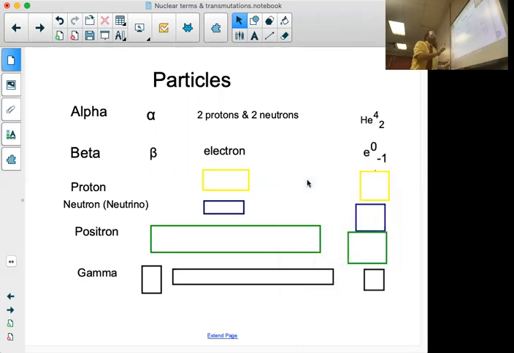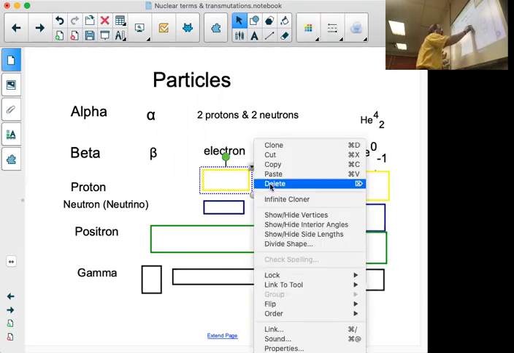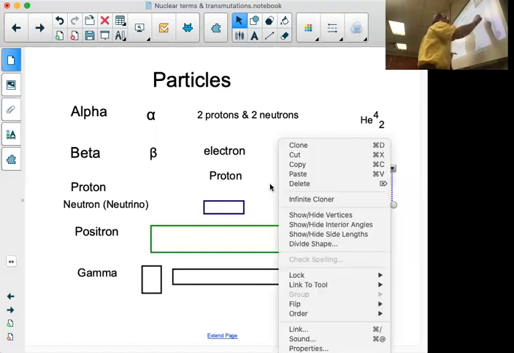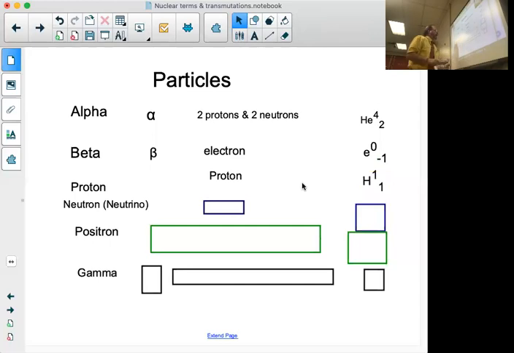Now we do have a proton. We stopped using the Greek symbols because scientists decided we don't need to do that. So what is a proton? Well, a proton is a proton. What nucleus has a proton as its center, only one? That would be hydrogen. So we express a proton emission as hydrogen 1/1.